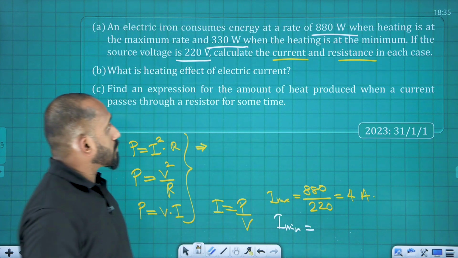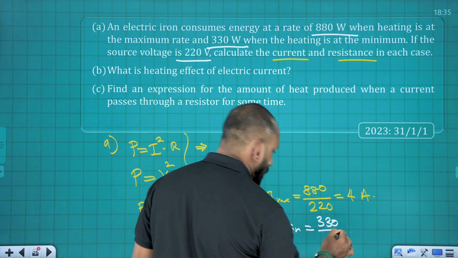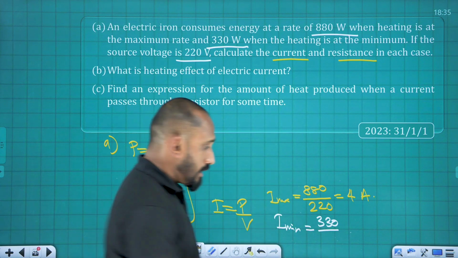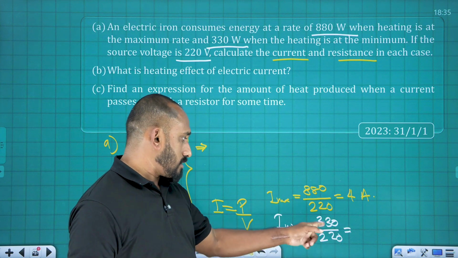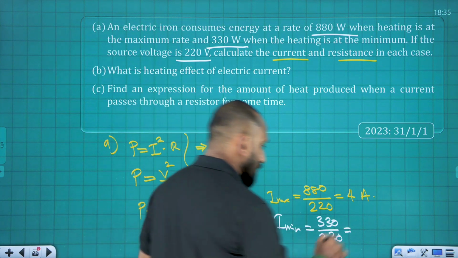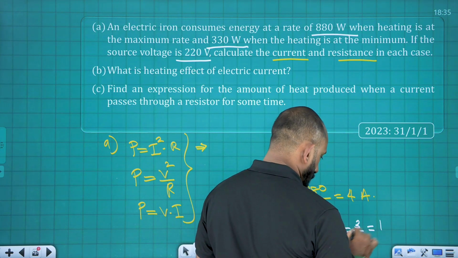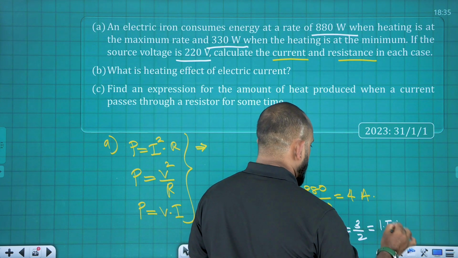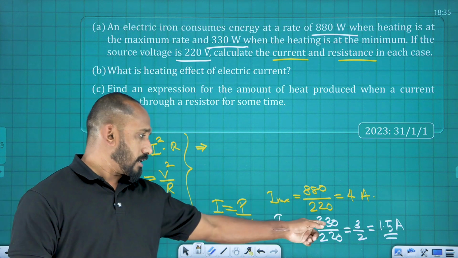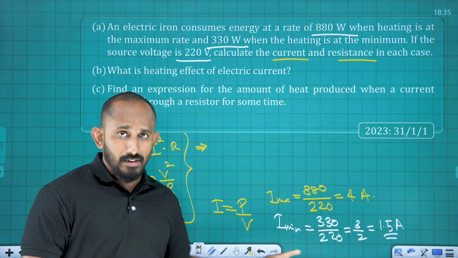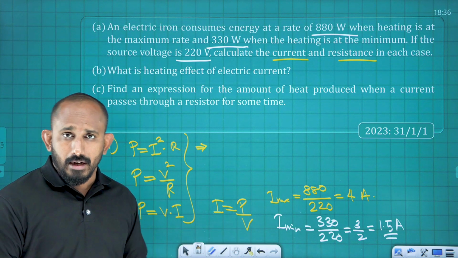Now I minimum will be, how much is the case? 330 watts. 330 watts divided by, what is the voltage? Same thing only, 220. If you do it, 0, 0 cancels. 33 by 22 is there. With 11 you can cancel. So that is 3 by 2. That will be equal to 1.5 ampere. Maximum and minimum current you got it.